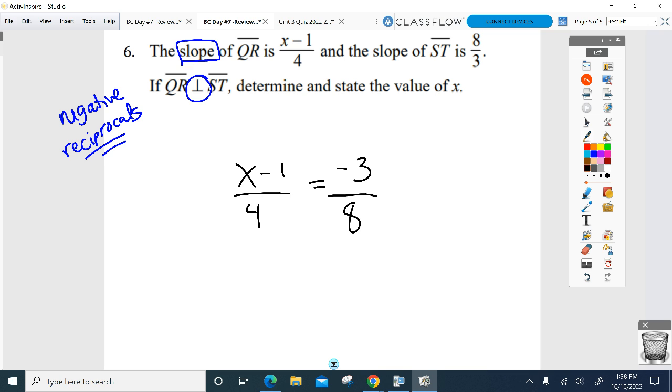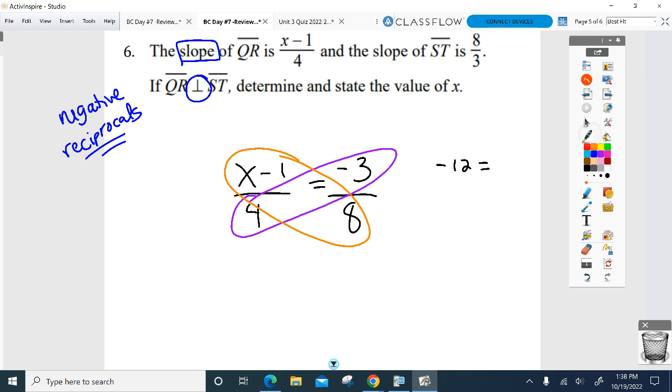How do you solve it now? How do we solve this? Got to get x by itself. Cross multiply. Here you go. Ready? 4 times negative 3 is negative 12 equals. What do you got to do with this 8 when you cross multiply it with x minus 1? Distribute it. You can do it now. You can write it and then distribute. 8x minus 8.